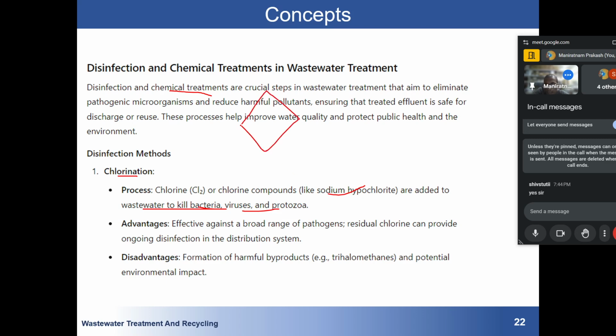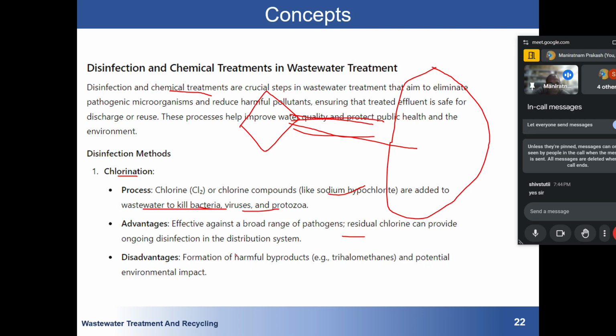Now suppose this is your treatment plant, and after treating, you want to transfer this water, treated to such a level that we want to reuse it for drinking purposes. Obviously it will be passed via some kind of pipeline, so there are high chances that in between some pathogens might enter. To prevent any further contamination by pathogens, we add some extra amount of chlorine, that is known as residual chlorine. That will make sure that if some pathogens enter our water, they can be killed immediately. Disadvantage: formation of harmful byproducts and potential environmental impact.